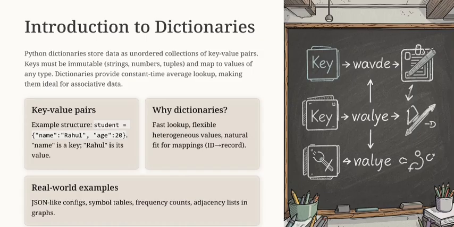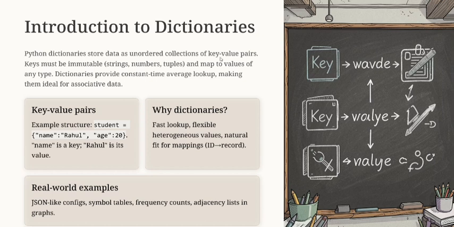Introduction to dictionaries. A dictionary is another important data structure in Python. Unlike lists, which store values using positions or indexes, dictionaries store data using key-value pairs. A dictionary connects one value with another through a key. The basic structure is key: value.